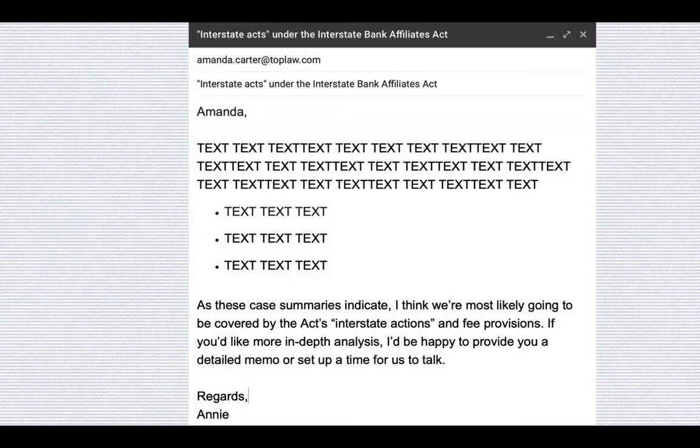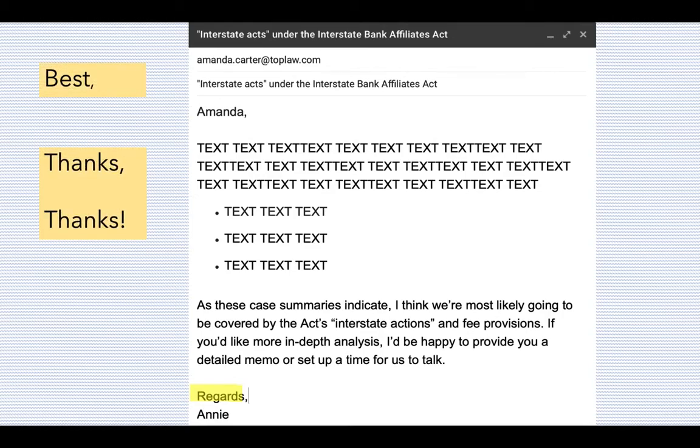All right, so now let's go back to the email and say that we've drafted the whole thing. It looks great. We've got our bullets. How do we sign off? Now remember what I said about U.S. legal culture not being that enthusiastic. So how about something simple like regards, or best, or thanks?